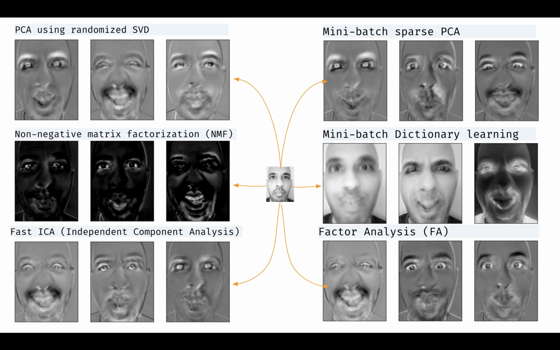And here is a collage of all the representations from all the different methods that we have seen. We have PCA using randomized SVD, NNMF, fast ICA, factor analysis, MiniBatchDictionaryLearning, and Sparse PCA.